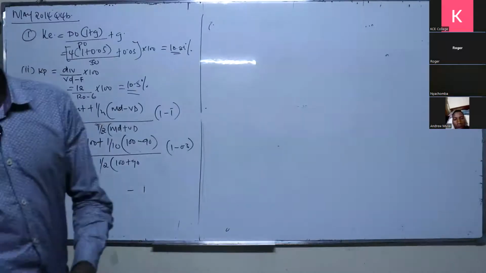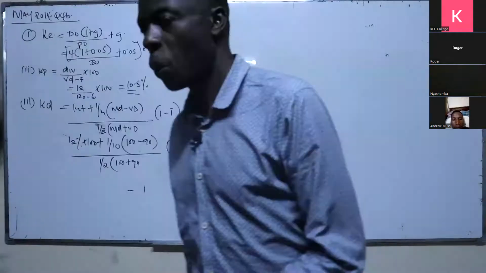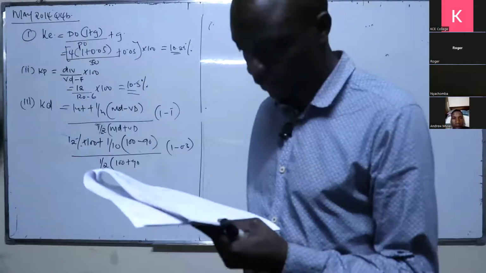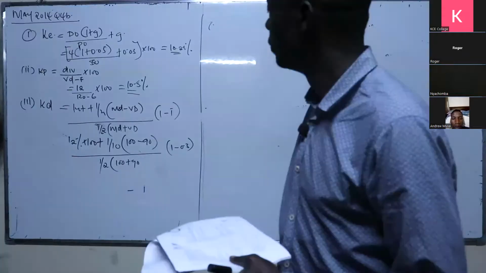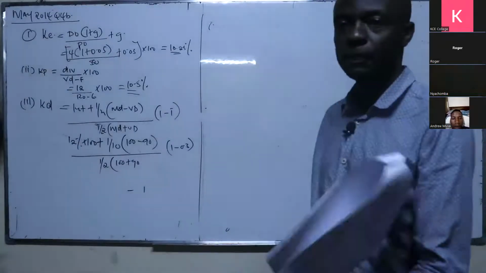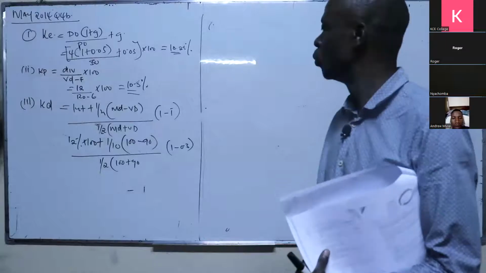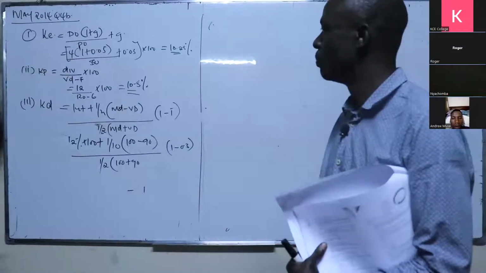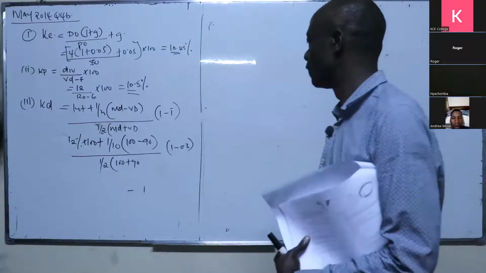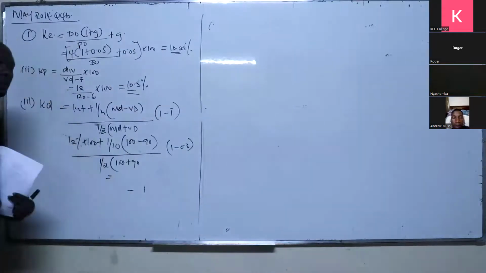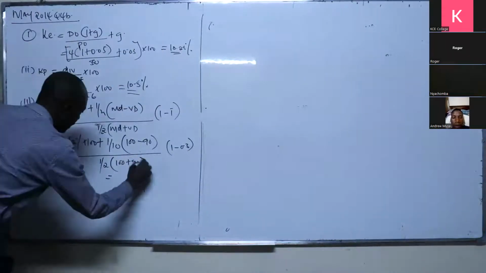So you do the numerator first, and then you do the denominator, and then you divide.